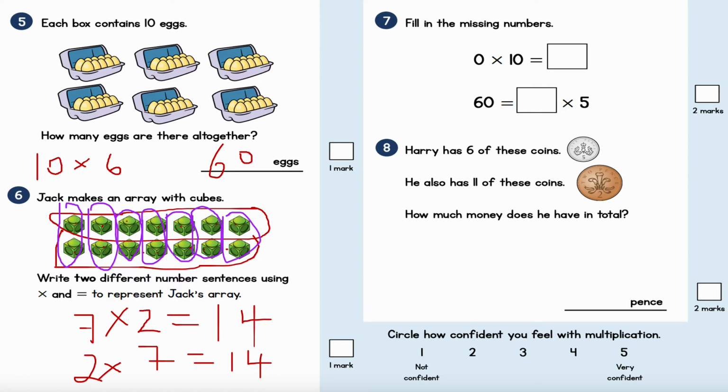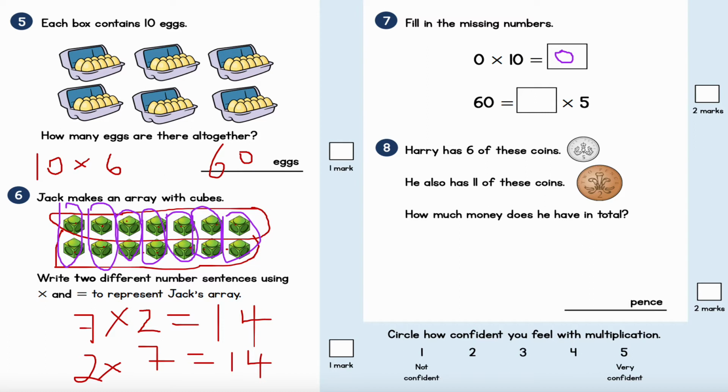This is question number 7. Fill in the missing numbers. 0 times 10. Well, anything times 0 is just 0. 0 times 100 is 0. 0 times a billion is 0. 0 times a trillion is 0. 0 times 1 is 0. Anything times 0 is always 0.